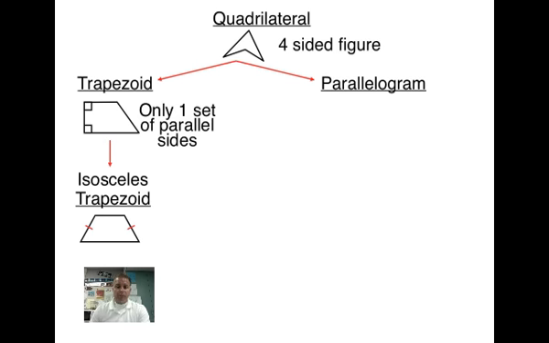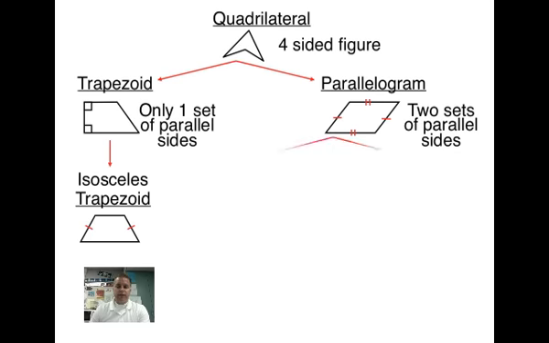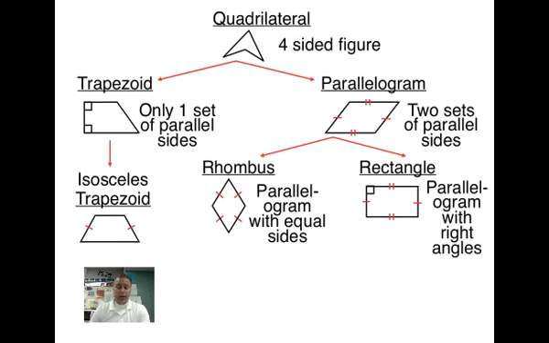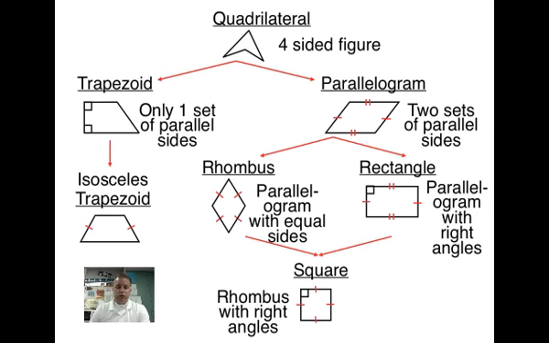You then have your parallelogram, and that has two sets of parallel sides. You can break that up into two subsections. Your rhombuses, which have four equal sides, and your rectangle, which has two pairs of equal sides with right angles. Then the rhombus and the rectangle come together and you get your square. In a square, it has four equal sides and right angles in each of the corners. So it's either a rhombus with right angles or a rectangle with equal sides.